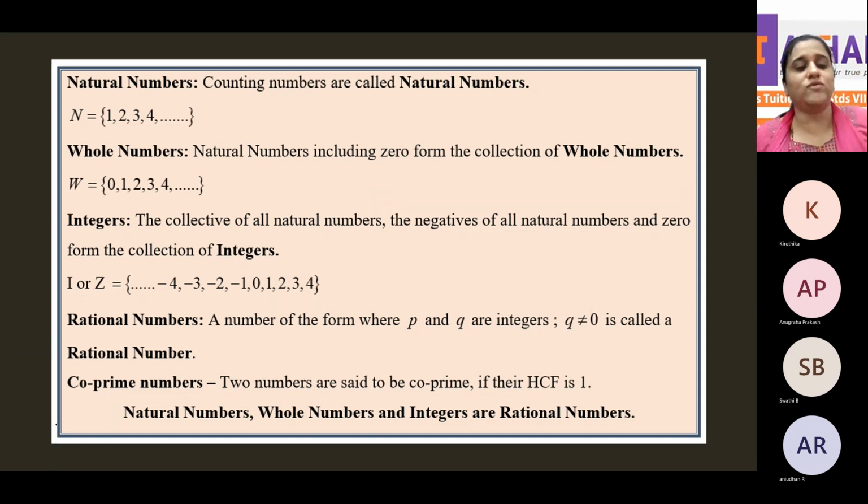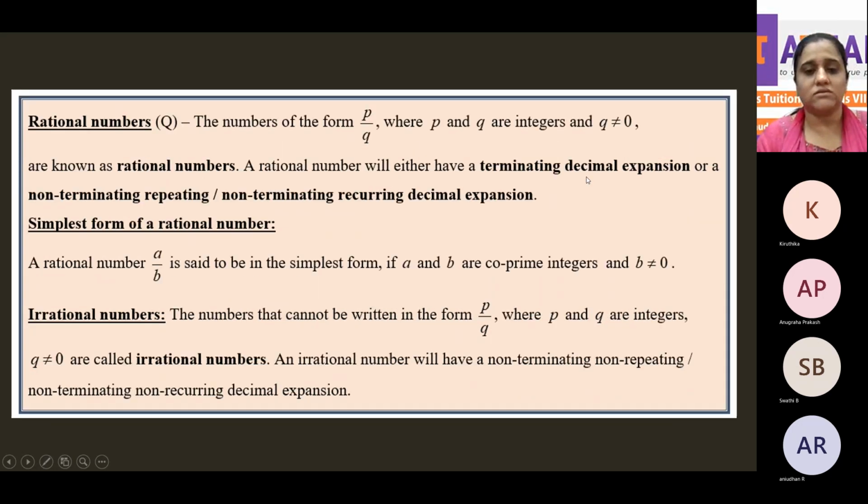Is this fine, children, so far? Integers: all natural numbers, their negatives including 0 form the collection of integers. This one is a mistake, children. I'll correct this. It goes on. I'll share it. You don't have to write anything in today's class. Don't write anything.